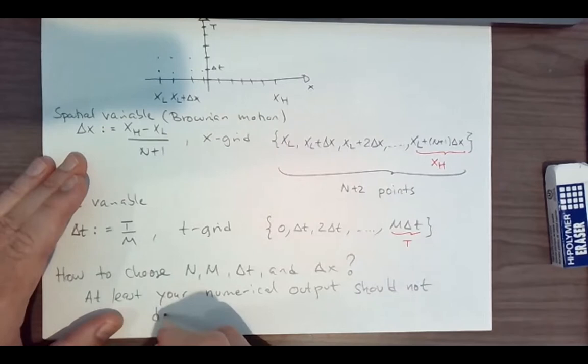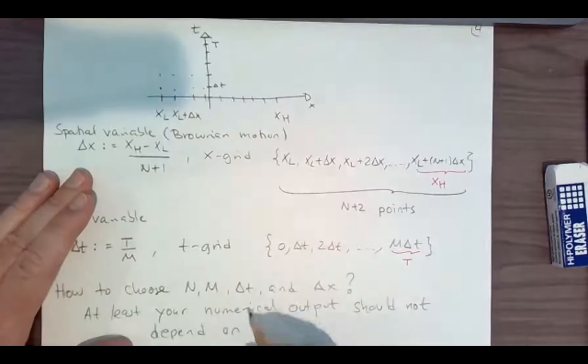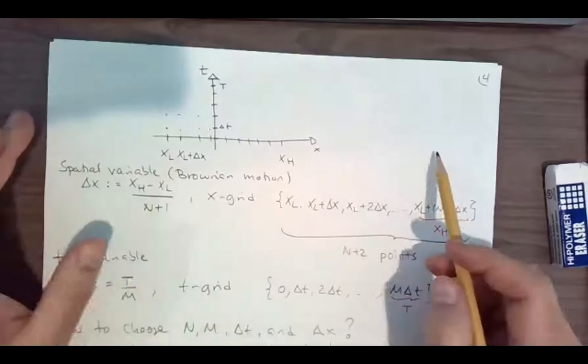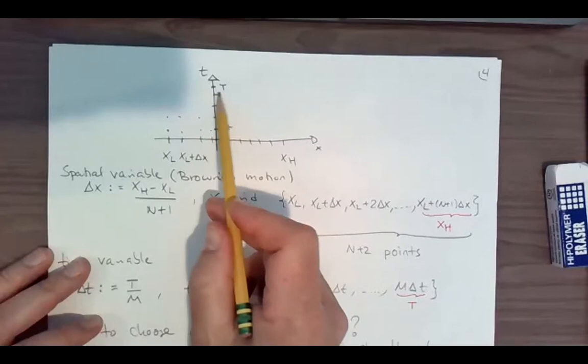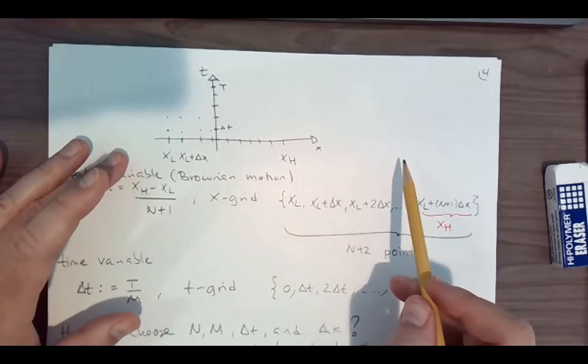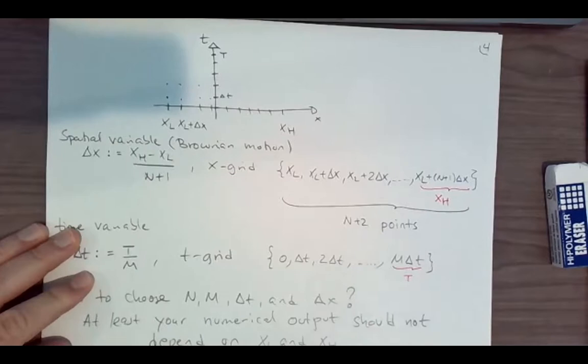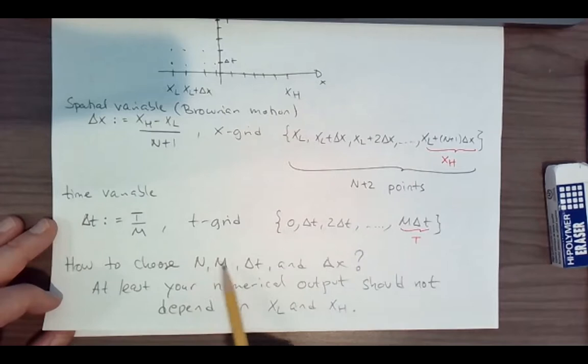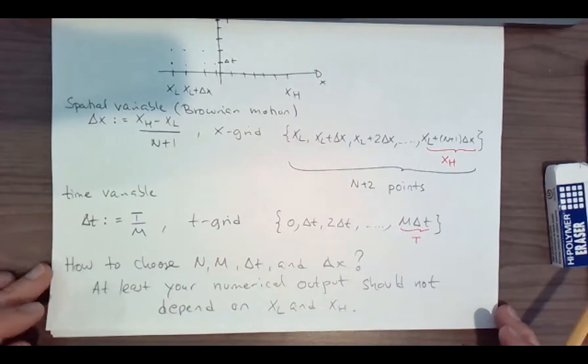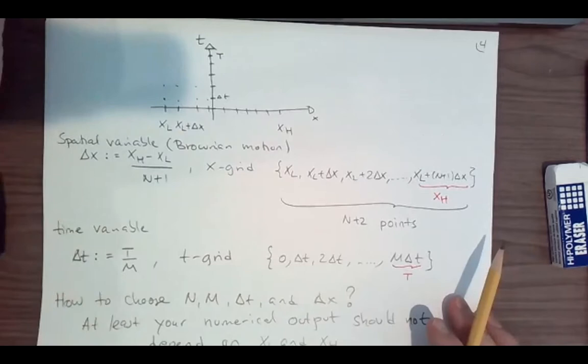So the lower cutoff and the upper cutoff. You need to make sure that these are far enough away so that when you run your code and look at the solution in the middle, it should not be sensitive to how far out you cut away XL and XH. That seems like at least one requirement. And it should also be such that when you increase N and M, that is, when you lower delta T and delta X, you should converge to the actual solution of the equation.